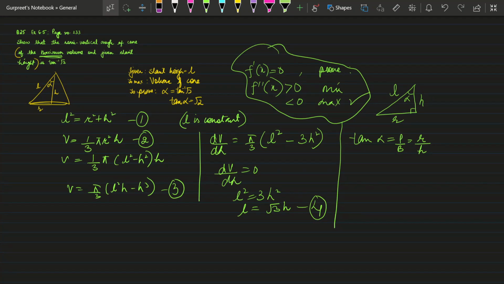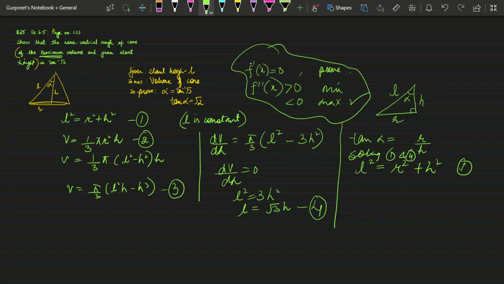I'm getting this equation, but still I'm not getting the proving part. I am getting L is equal to root 3h, and L is constant. Whenever something is given, you can use that equation. So I am using equation number 1 because somewhere I have to find the value of tan alpha, which is R upon H. I'm not getting any ratio of R and H, so I can use equation number 1. Equation 1 is L square equals R square plus H square. So I'm solving 1 and 4.